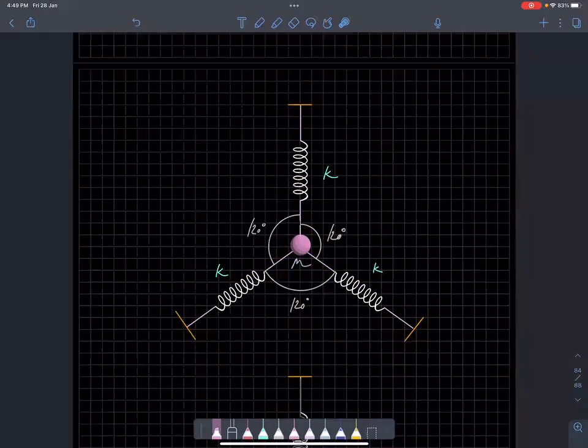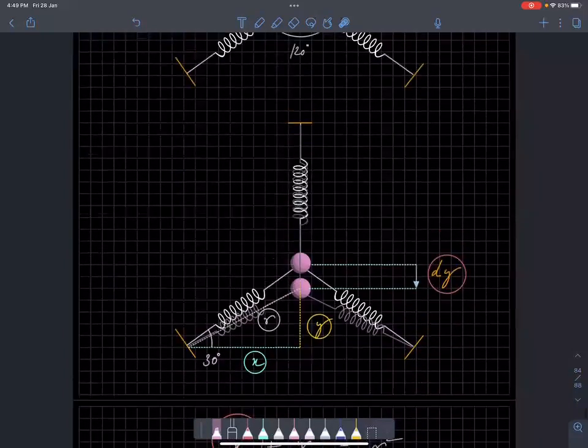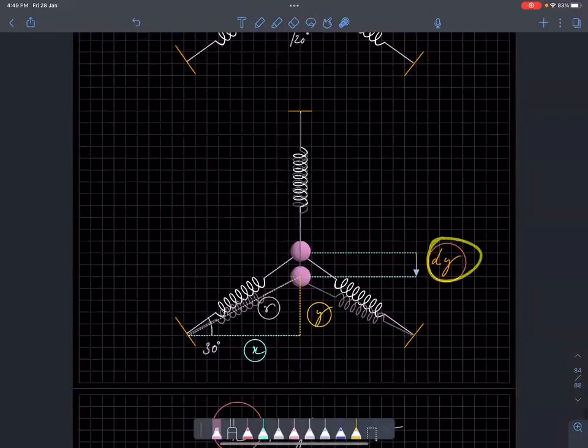Now, if this mass is disturbed from its mean position, some restoring force will act. Who will give that restoring force? All these three springs together will give that restoring force. Do you agree? So we will just move it in some direction and see what will happen. I'll move this mass down by a small amount dy. Why dy? Because it is in the y direction.